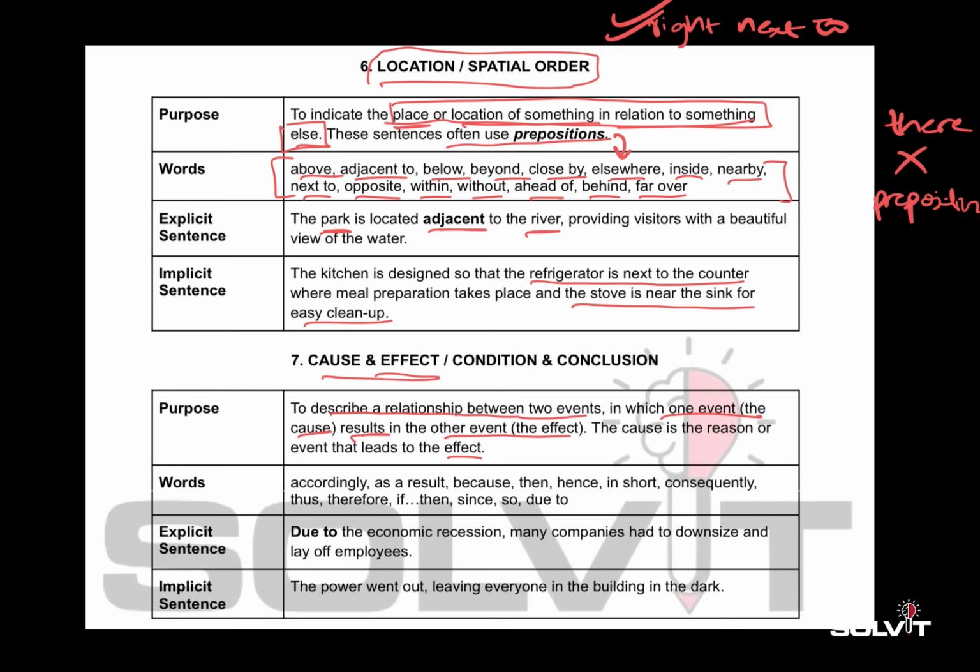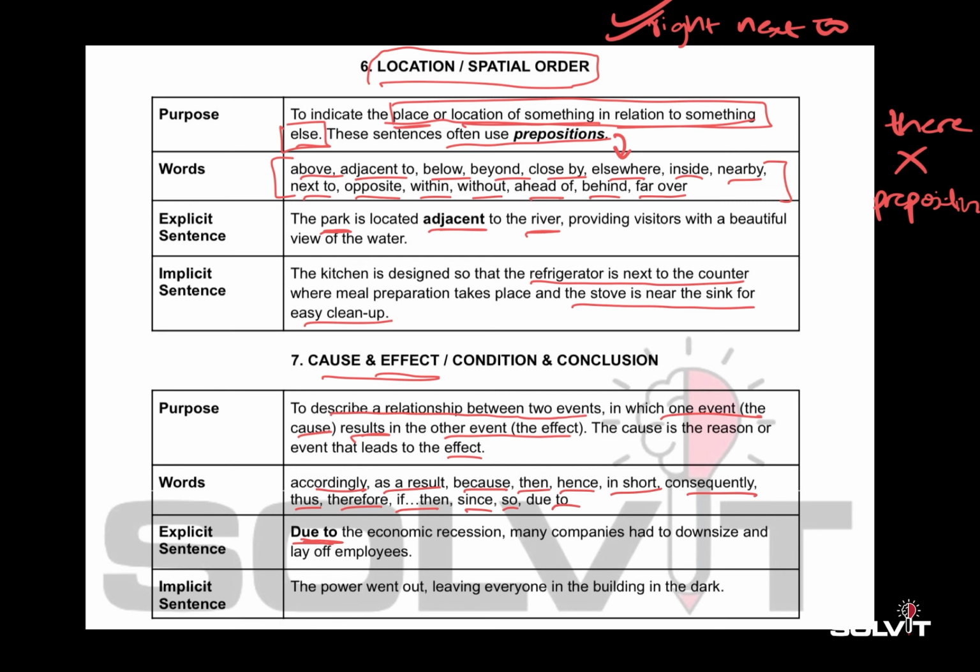So the words you will use to identify this relationship are accordingly, as a result, because, then, hence, in short, consequently, thus, therefore, if, then, since, so, due to. Right? So we often say that due to this, this happened, or because of this, this happened. So that's cause and effect. Okay, it's very easy. So let's look at the explicit sentence.